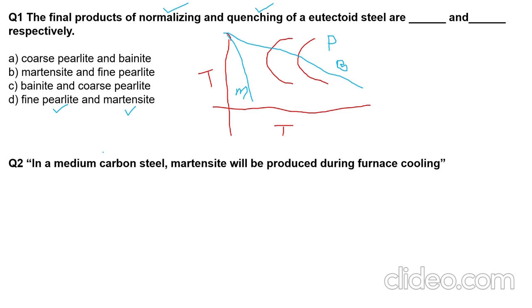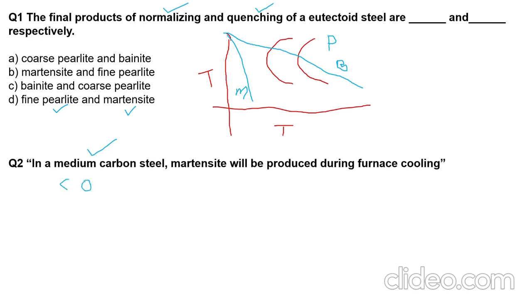So the next question says, in a medium carbon steel, martensite will be produced during furnace cooling. So you have to say, is it true or false? Can anybody answer this? False, right? It won't be, furnace cooling will be slow, yeah. Okay, so first we have to know what is medium carbon steel. Do you know what is a medium carbon steel?